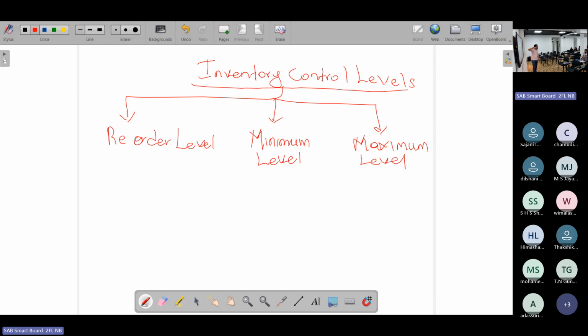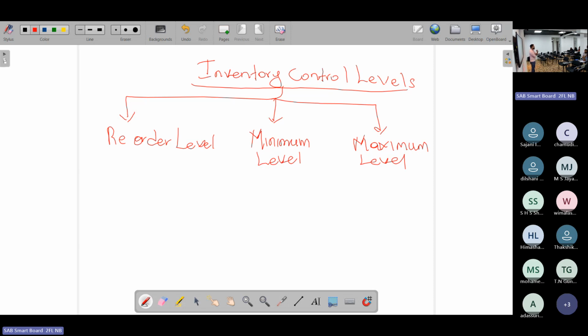Maximum level means more than demand. Minimum level means that is also more than demand. But the minimum excess amount you should keep in order to fulfill your demand. So that part we are going to cover under minimum level. Reorder level means, let's say your maximum level should be 110. At any given point of time, 110 you have to maintain.